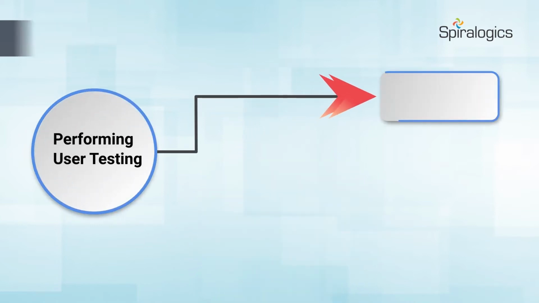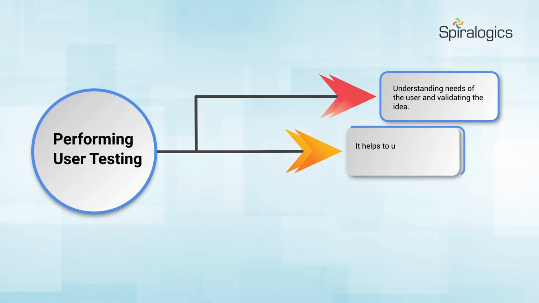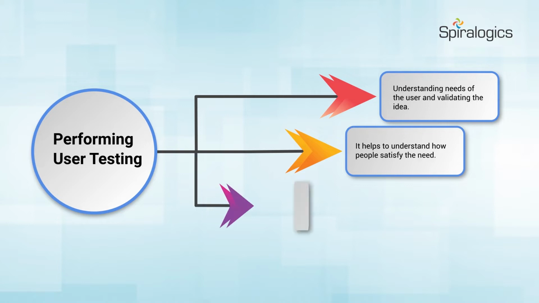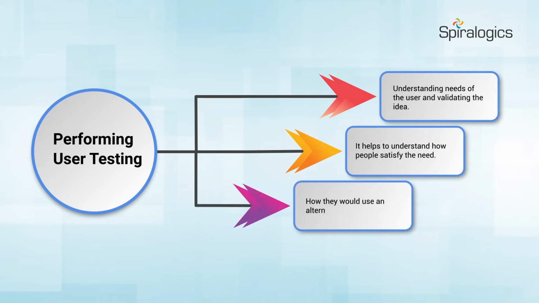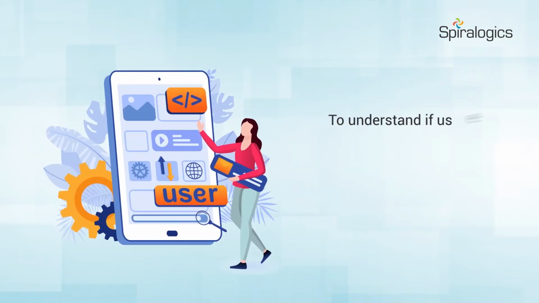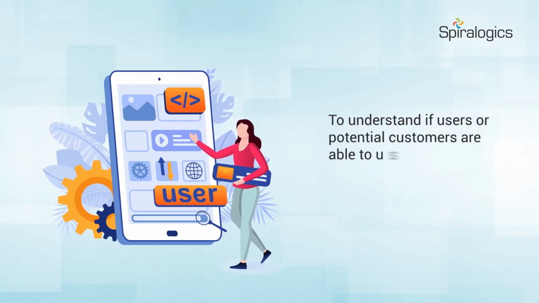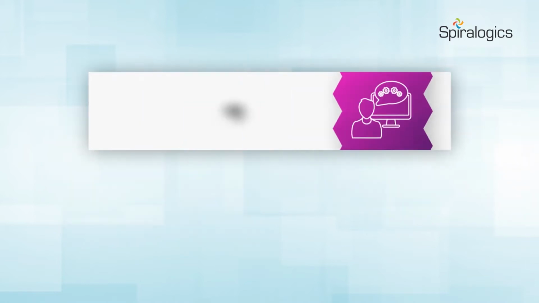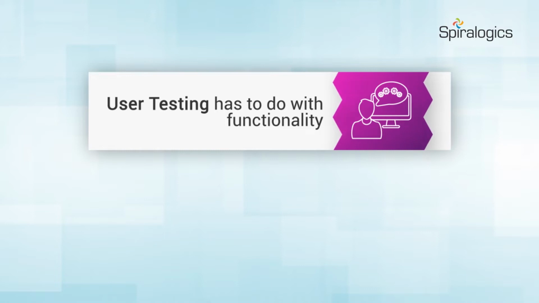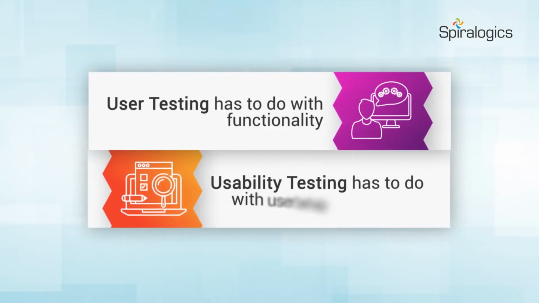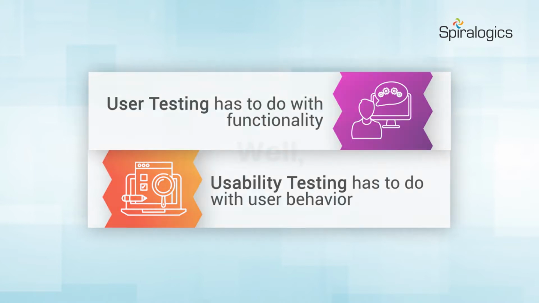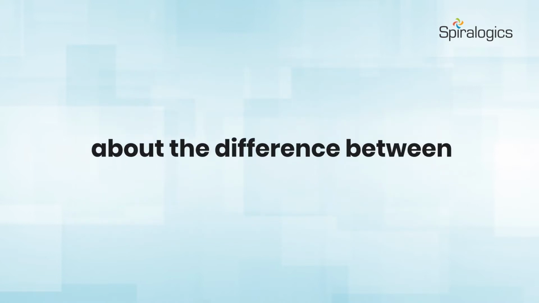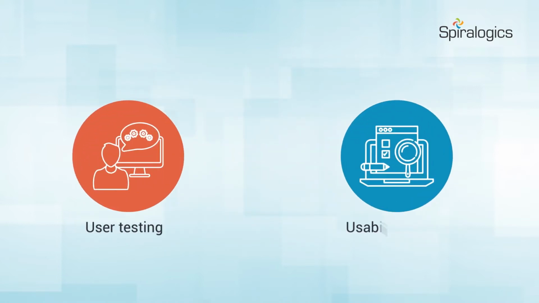Performing user testing means understanding the needs of the user and validating the idea. It helps to understand how people satisfy the need and how they would use an alternative to do so. To understand if users or potential customers are able to use our service or product without any confusion, that's usability testing. So user testing has to do with user functionality, while usability testing has to do with user behavior. Well, I hope you are now clear about the difference between user testing and usability testing.